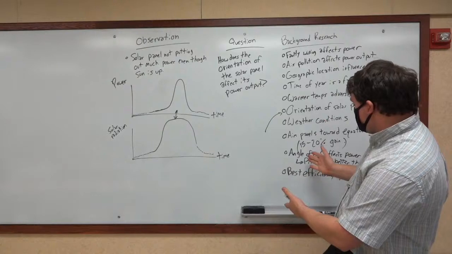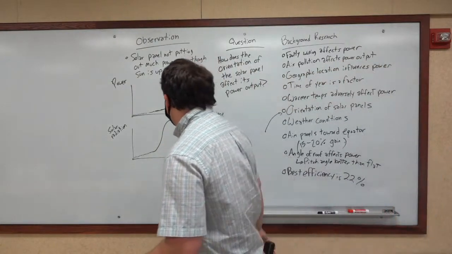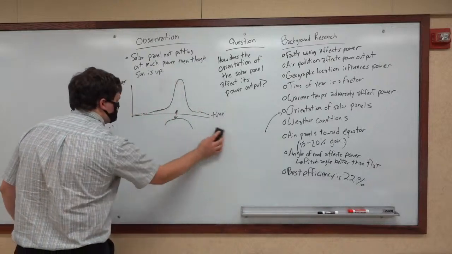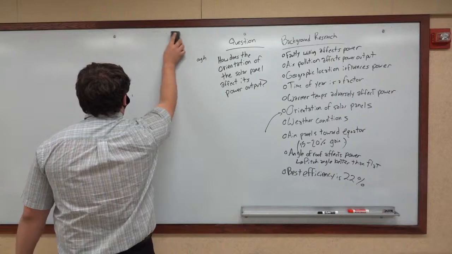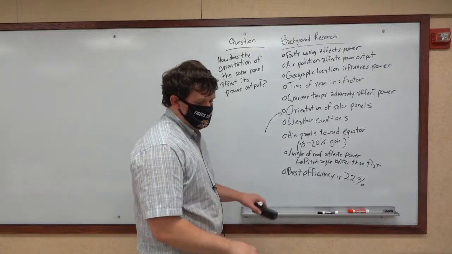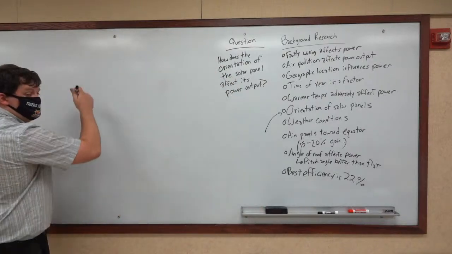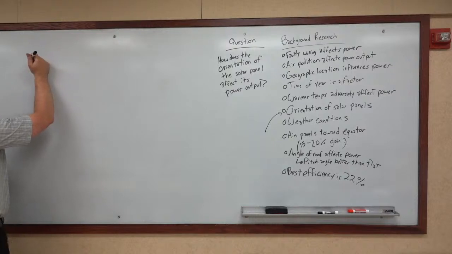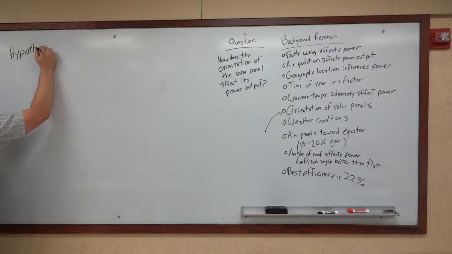Okay, so we've got the background research that answers the question. The next step, I'm going to go ahead and erase this. What is the step after doing background research? We come up with a hypothesis. So, for this hypothesis, what is our hypothesis going to be?